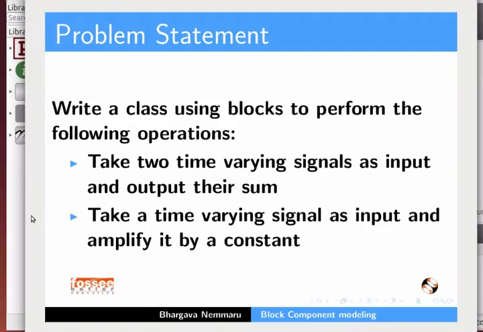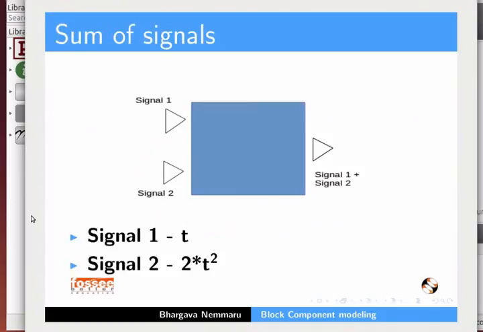Let us define this problem statement in detail using schematics. This figure shows a schematic for block that takes two signals as input and returns their sum. To make things simpler, let us choose signal 1 to be t, which represents time. Let signal 2 be 2 times t squared.